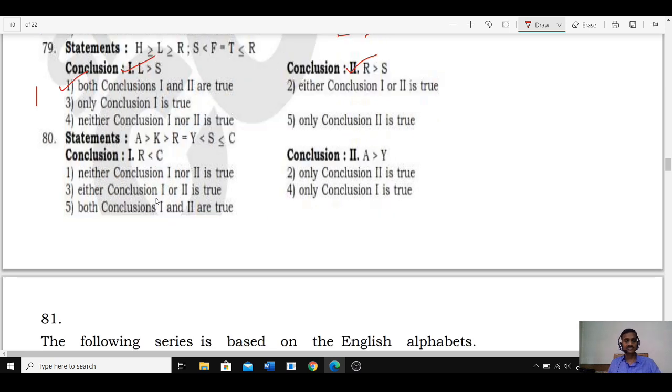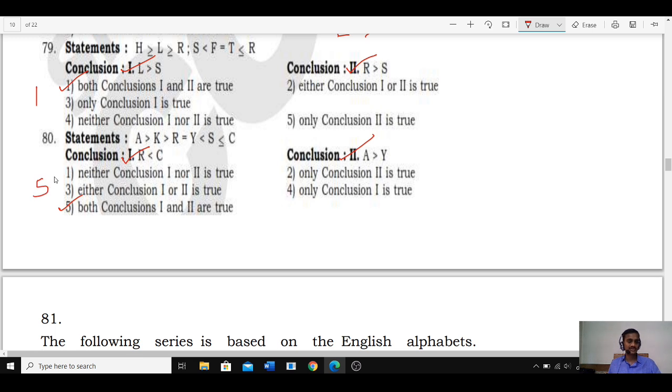Then coming to question number 80. The relation between R and C. Tell me what is the relation between R and C here? R is here, C is here. R lesser than C, definitely true. And A and Y. Now in this A and Y, A greater than Y is also true. Hence both the conclusions are true, that is choice 5.